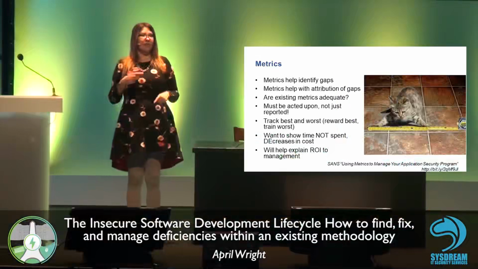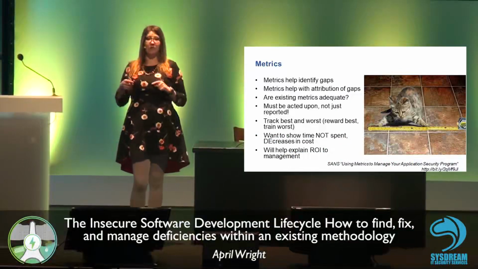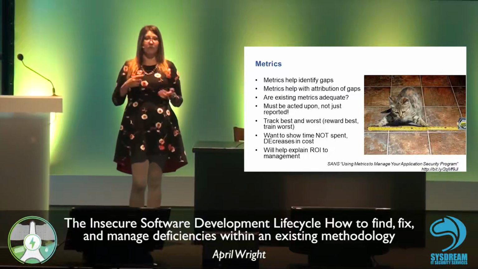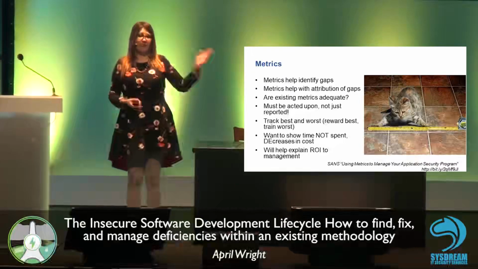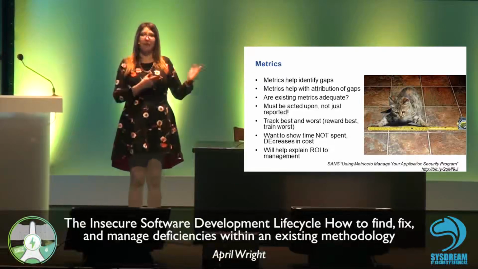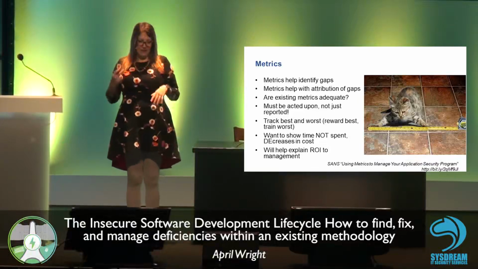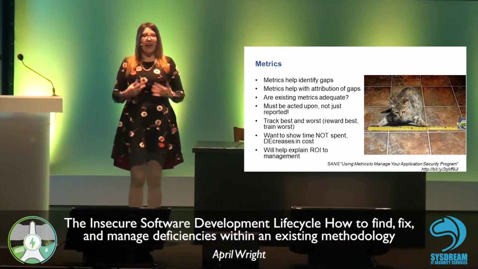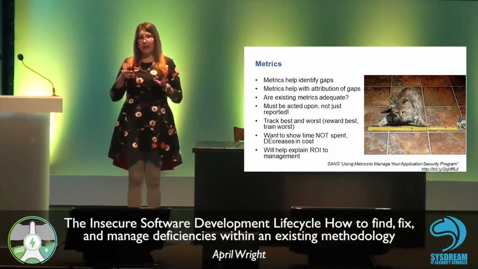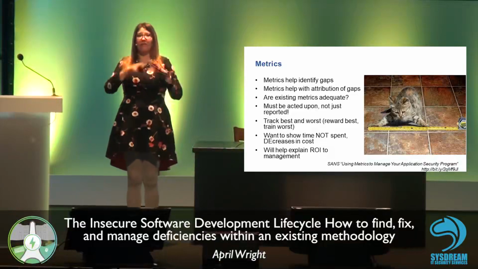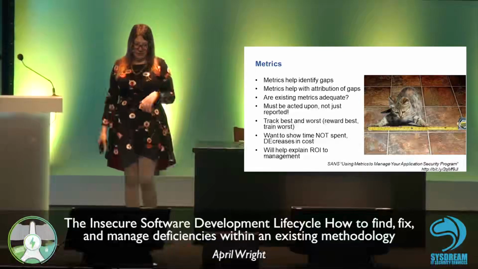Metrics do help identify gaps sometimes too, and we can also help attribute gaps to teams or individuals. If there's one person where a whole bunch of security bugs are coming from and the rest of the team is not doing that, maybe we can just train that one person or replace that one person if need be. But we have to actually act on that information and look into it and say, why are the metrics this way? How do we lower those numbers? How do we increase the numbers depending on what we need to do?